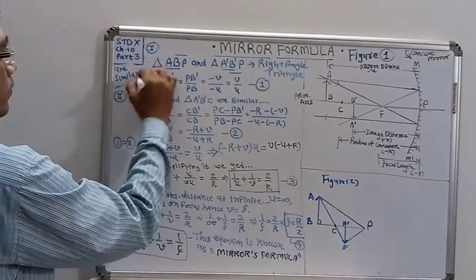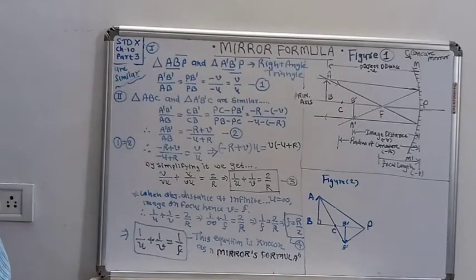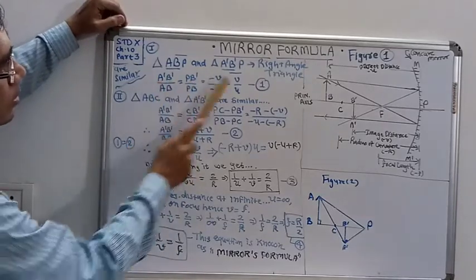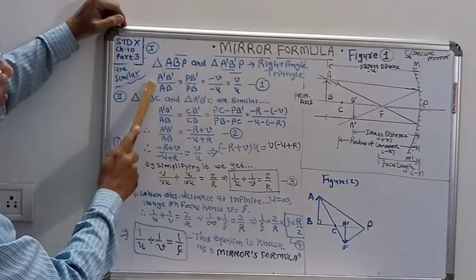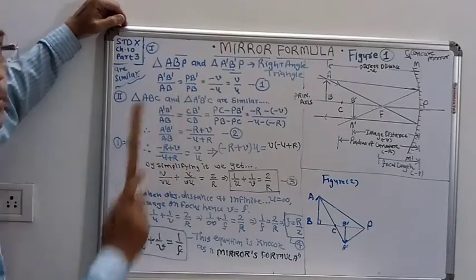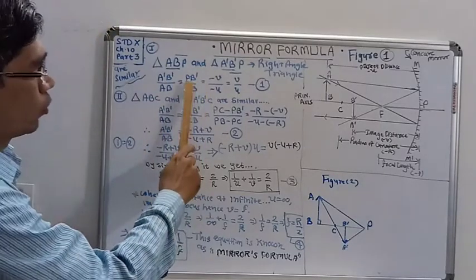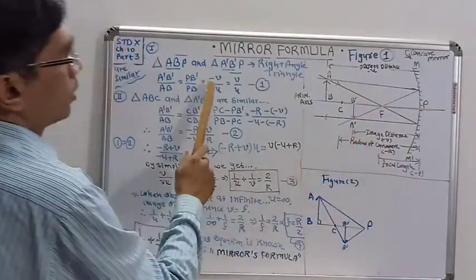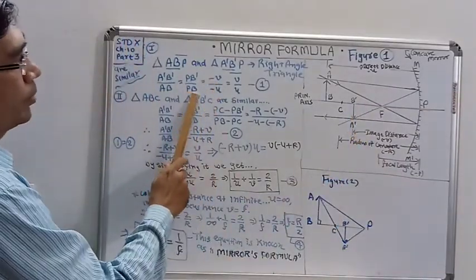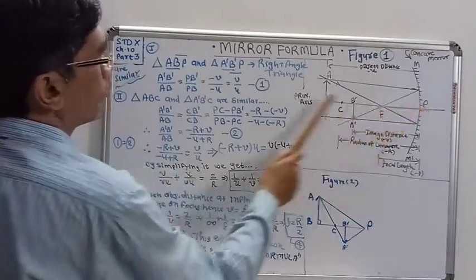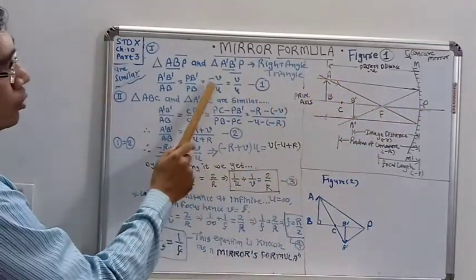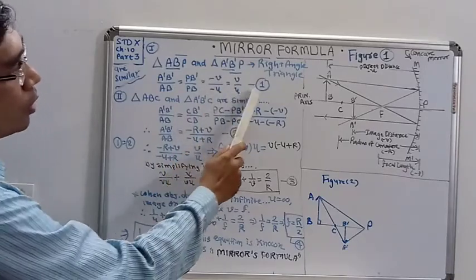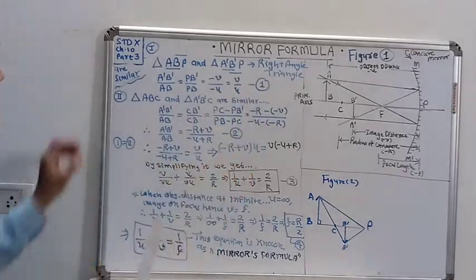They are similar. These triangles are similar triangles. So we can take the comparison here: A'B' upon AB is equal to PB' upon PB. Now PB' is equal to image distance minus V, and PB is the object distance minus U. So it is minus V upon minus U, which is equal to V upon U. This is the first equation.